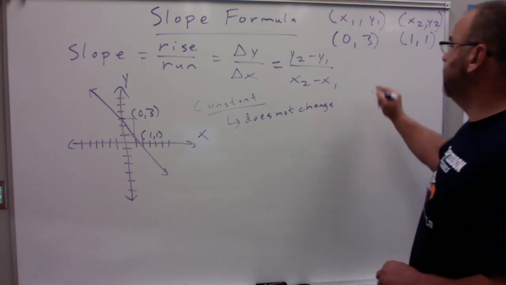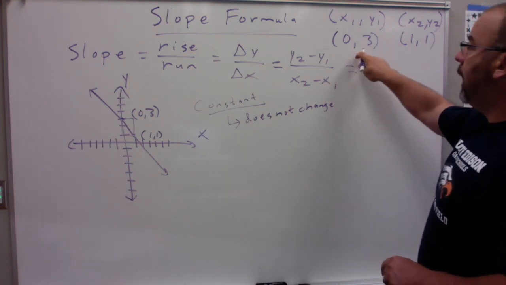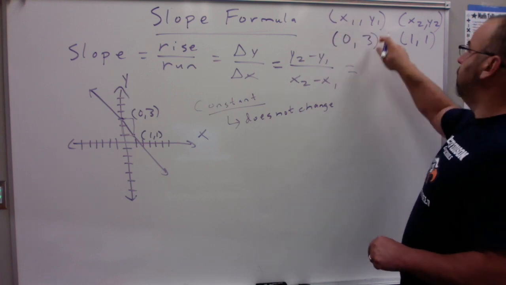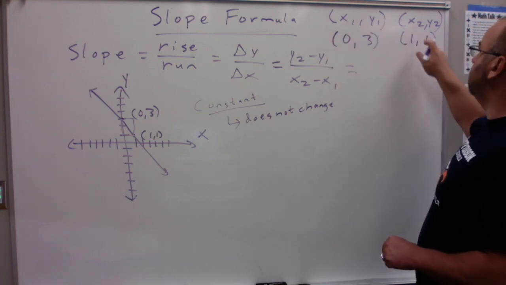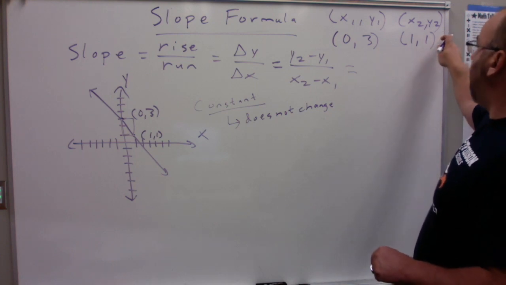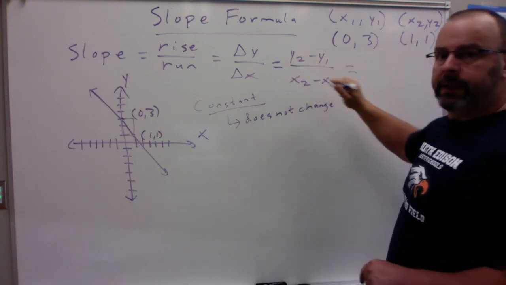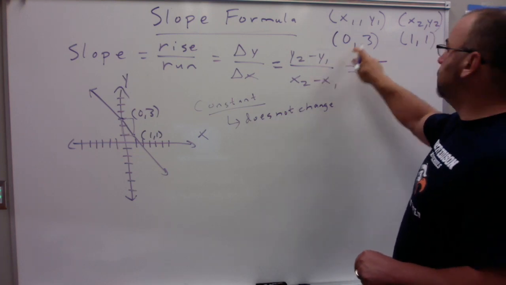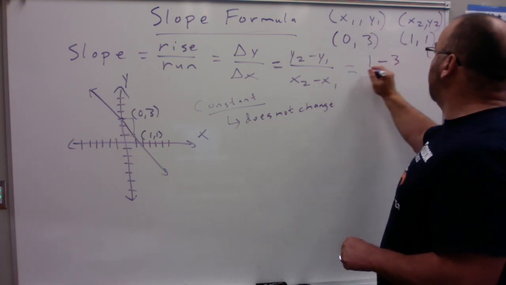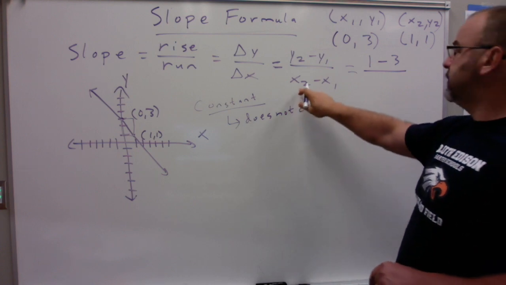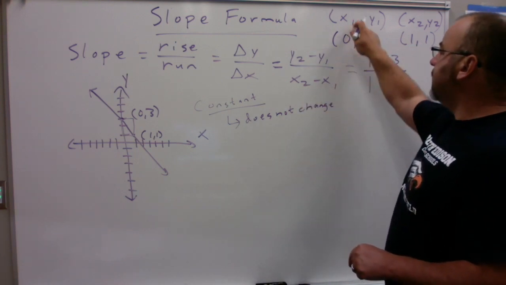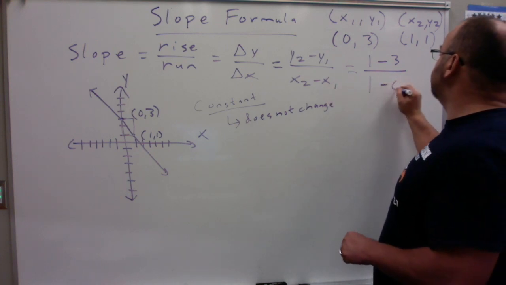So in this case, I'm going to put in these numbers for x1, this one for y1, this one for x2, this one for y2. So y2 is 1. I'm going to put that in here. 1 minus y1, which is 3, all over x2, which is 1, minus x1, which is 0.